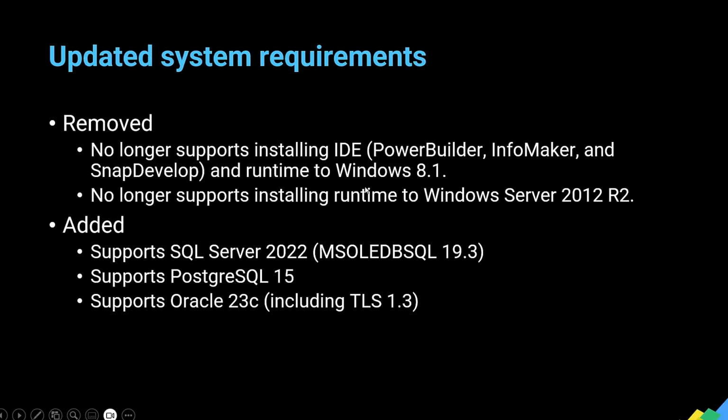In fact, I can't imagine it happening, but let's say you are running Windows 8.1 still, the installer will not run because it's no longer considered a supported operating system. Same thing with the runtime packager. It won't run on those two operating systems. That doesn't mean you can't deploy still, because you can always put together your own setup files. But yeah, it's time to be moving on from those products. What has been added is support for SQL Server 2022, support for PostgreSQL 15, and support for Oracle 23C. The main feature of 23C being that it supports TLS 1.3 in the communications between the client and the server.